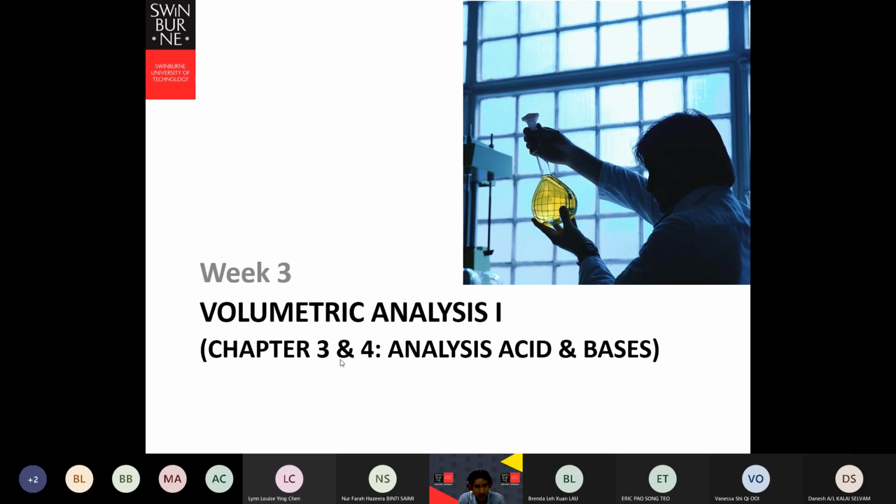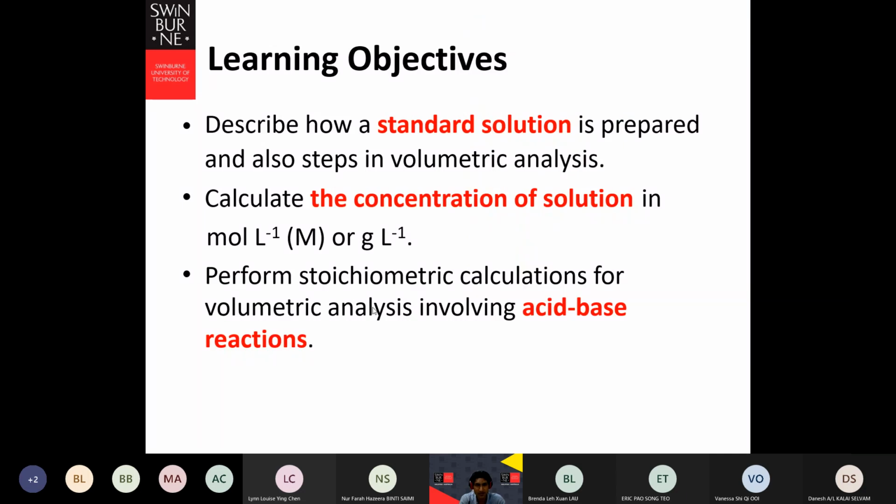So I hope you already understand that volumetric analysis is analyzing based on volume, and of course with the concentration. But concentration we cannot see, right? You know the concentration, you can calculate the concentration, but you cannot see it. But the volume we can see: 50 milliliters, 100 milliliters, 1 liter, 5 liters. That is why the name came from volumetric.